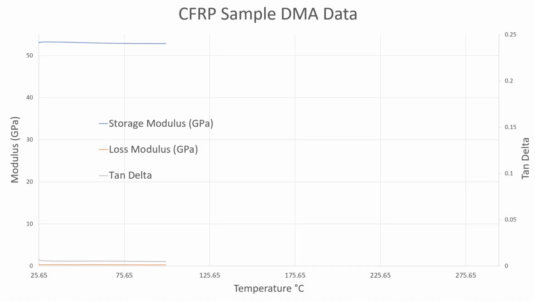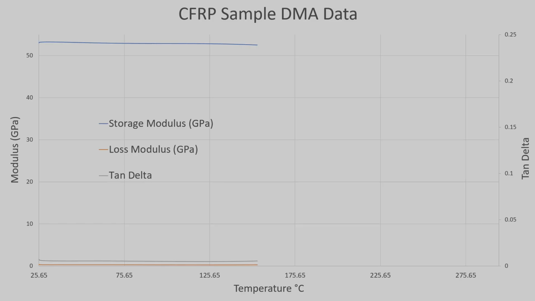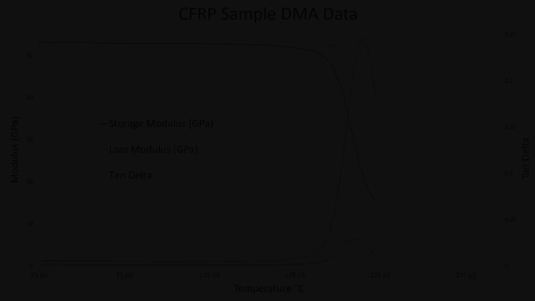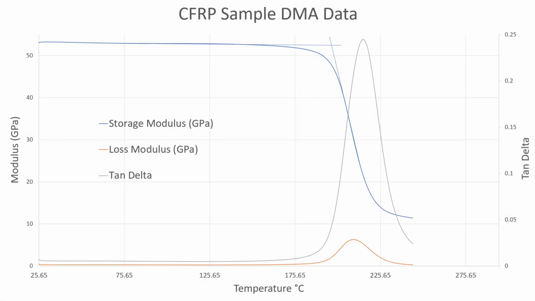We can use a DMA to record these three properties versus sample temperature. As we approach the Tg, the storage modulus will begin to drop. The intersection of two lines drawn tangent to the storage modulus plotted on a logarithmic scale marks one definition of the Tg.